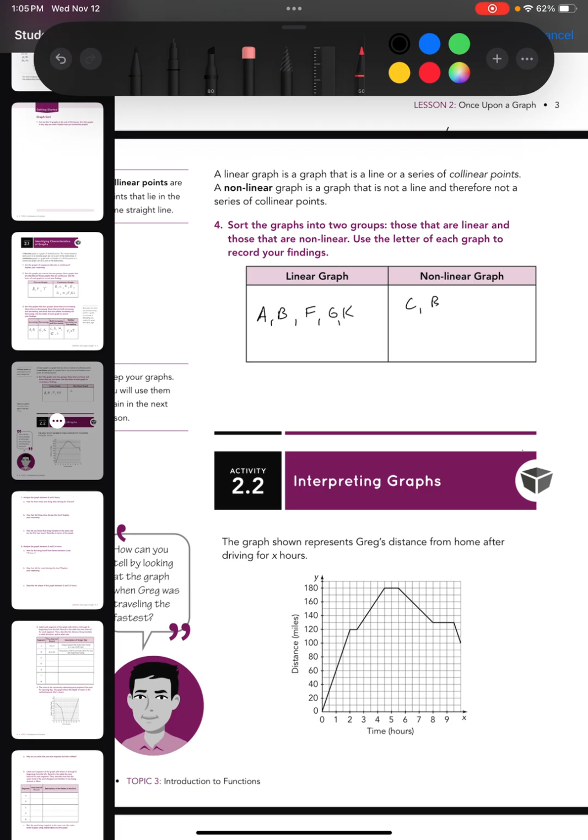and our nonlinear ones were C, D, E, H, I, J, and L.